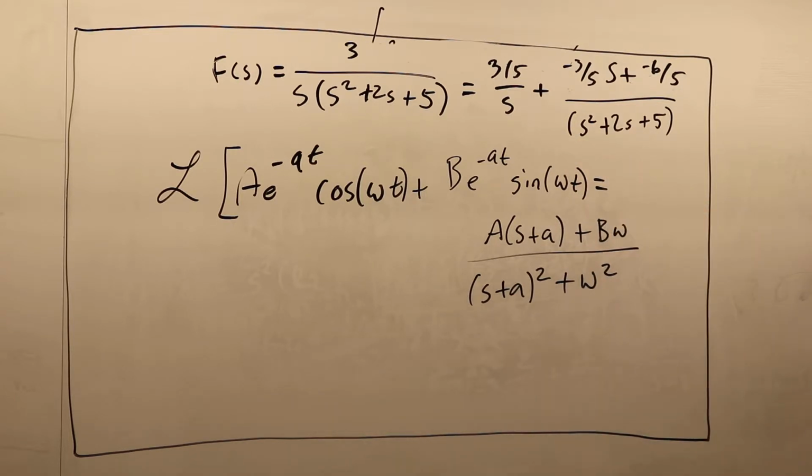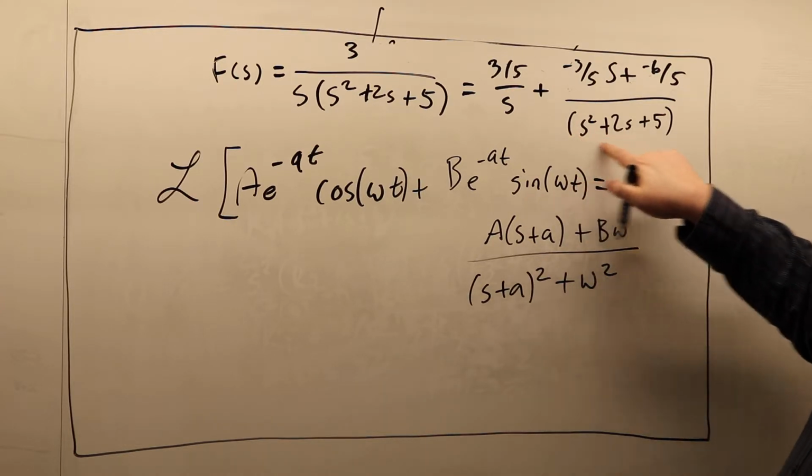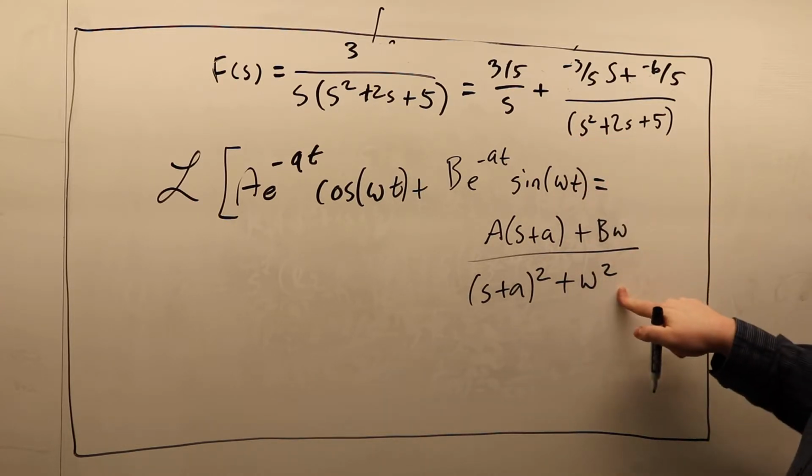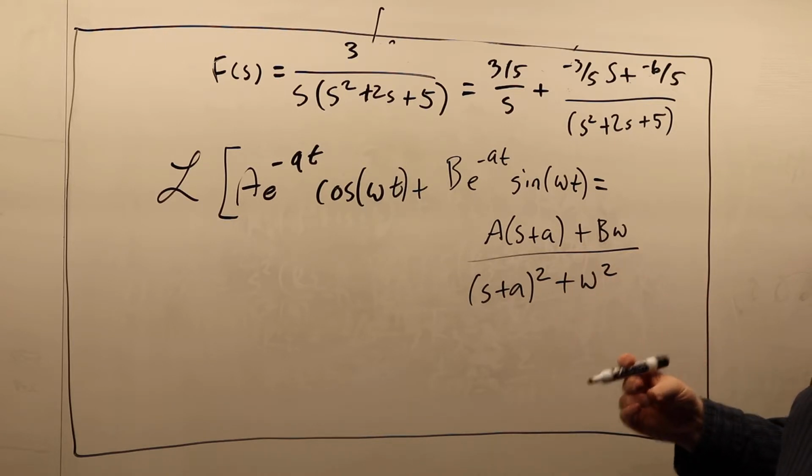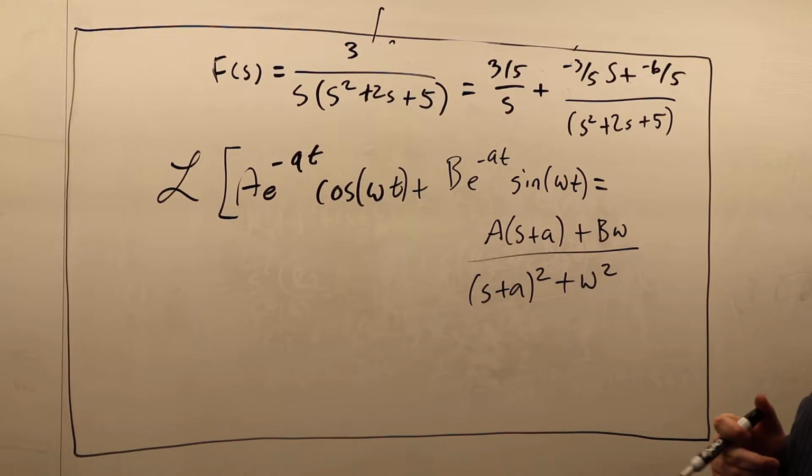Just as a refresher, why don't you pause the video right here and try to complete the square, try to get this denominator into a form that looks like this. So pause the video and try to do it on your own, and then when you unpause it, we'll come back and do this. So pause.